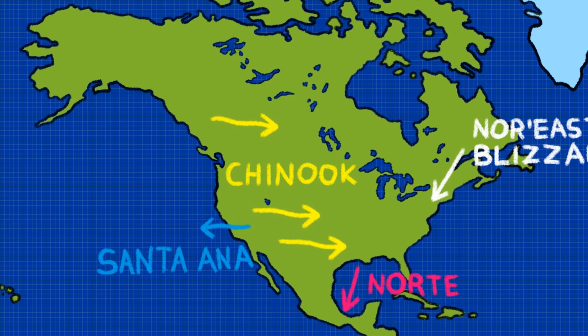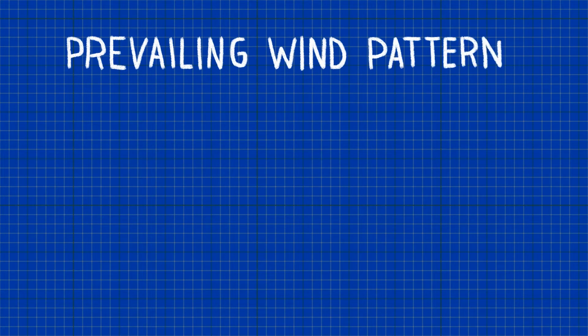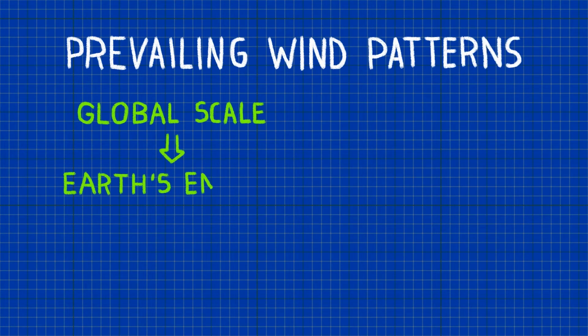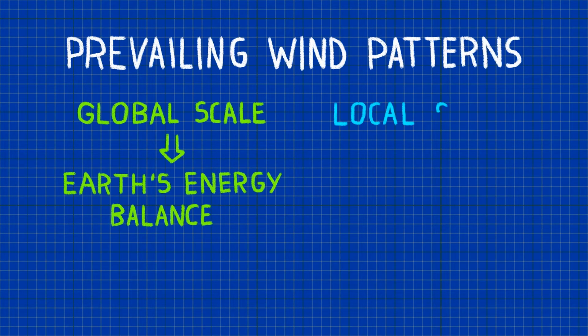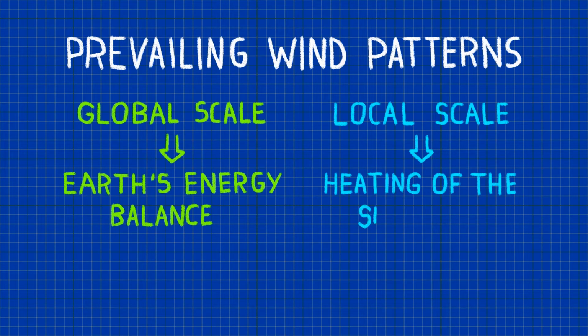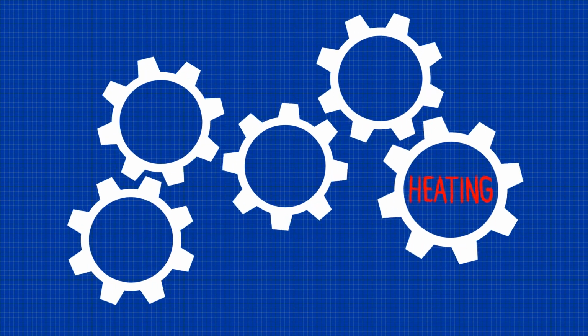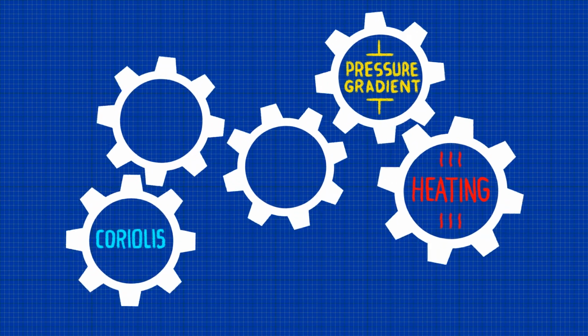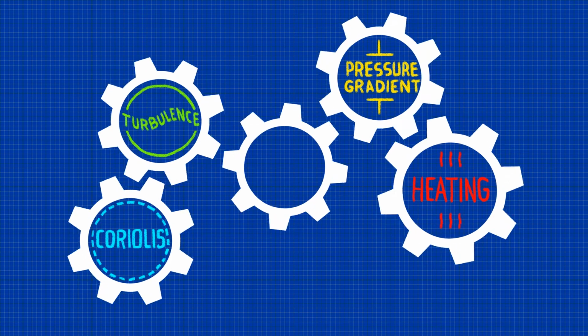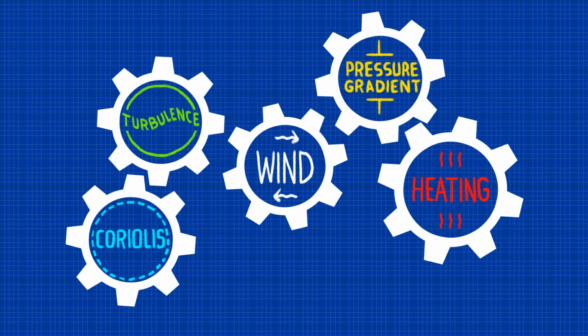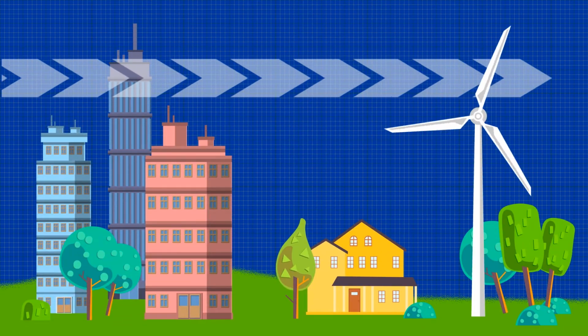Let's summarize. Prevailing wind patterns are driven on the global scale by the Earth's energy balance and at the local scale by varying heating of the surface. The local wind pattern is also shaped by the roughness of the surface and the daily cycle of heating and cooling. All of these factors, heating, pressure gradients, Coriolis, and turbulence, work together to influence the wind that affects your daily life and our electricity production.